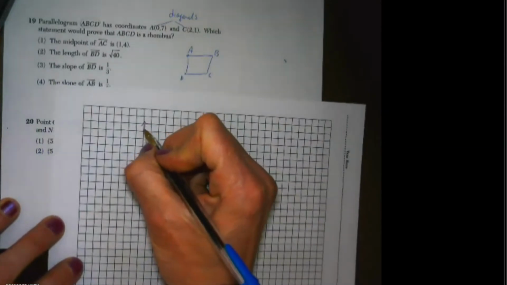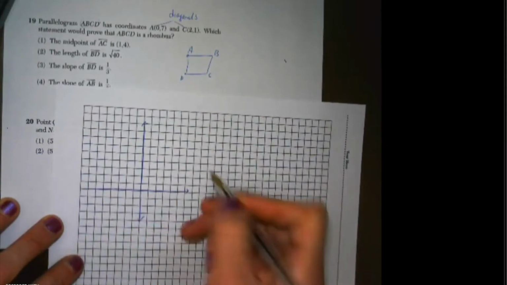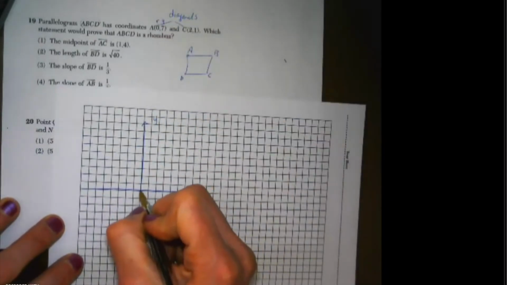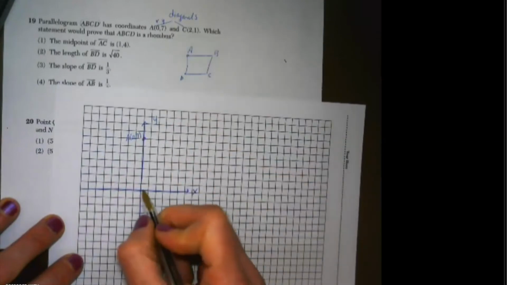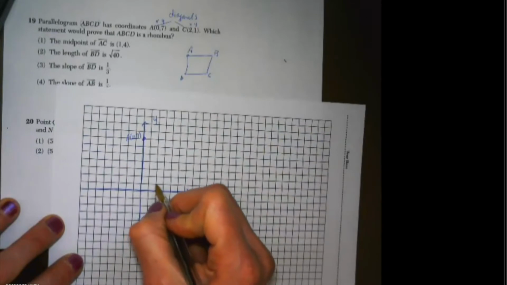So the first thing I highly recommend is using some graph paper. Since they didn't give us the x and y axes, we're going to draw that. This is our x-axis, this is our y-axis. So A is at 0 on the x-axis and 7 on the y-axis. So 0 on the x and 1, 2, 3, 4, 5, 6, 7. That's going to be where A is, 0, 7. And C is at 2 on the x-axis, 1 on the y-axis. So over 2 and then up 1. That's going to be where C is, 2, 1.